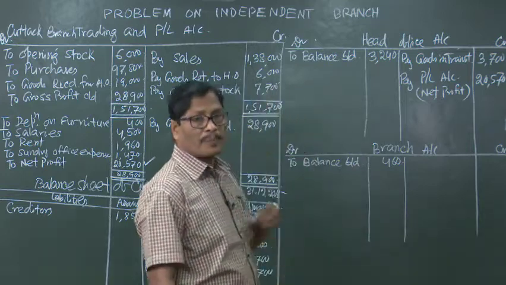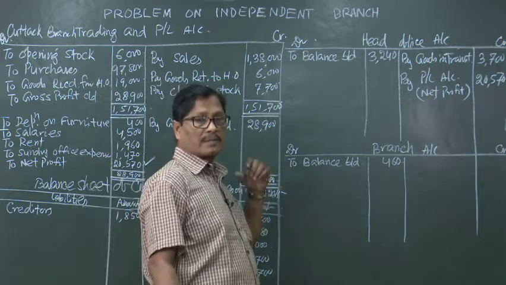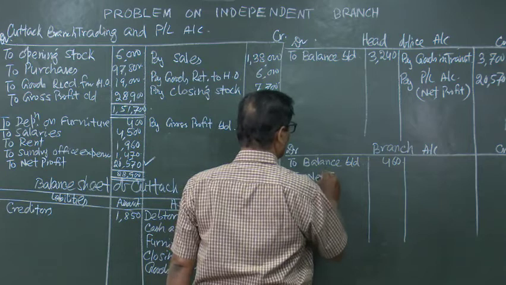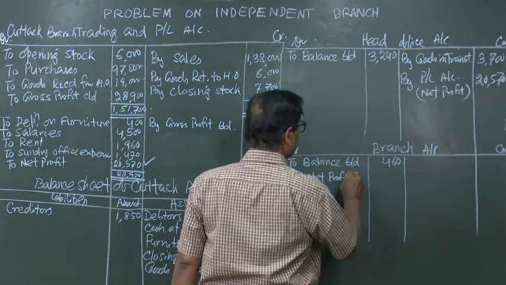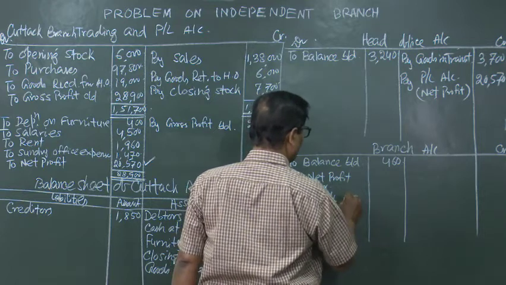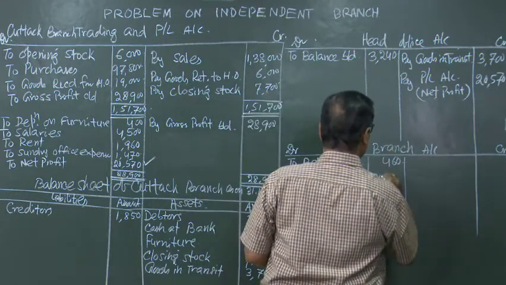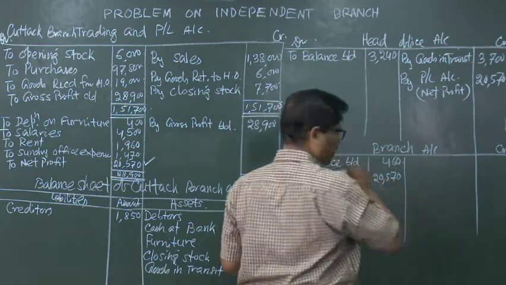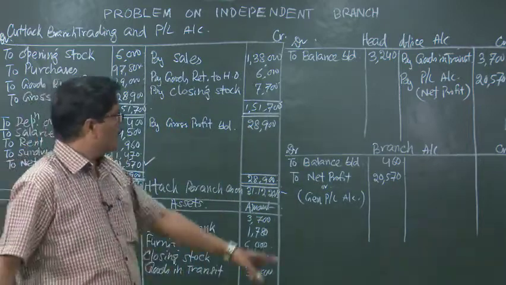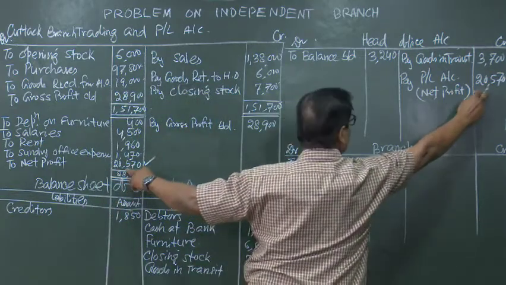Now, in the books of the head office, what will they do? For this, they will make the branch responsible, and the branch account will be debited to net profit or to general profit and loss account $20,570. In this way, we will be showing it in both the places. This is the double entry completed. This is the debit side, this is the credit side.